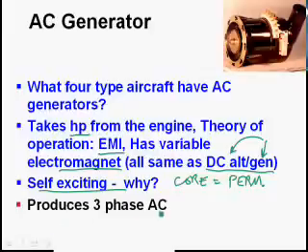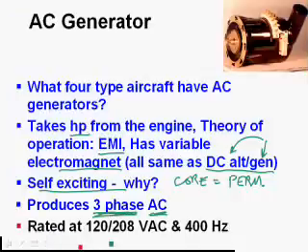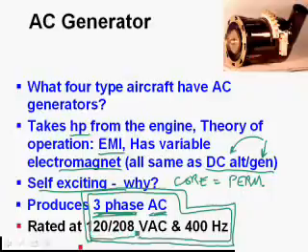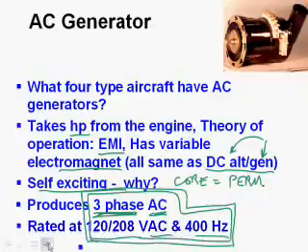Of course, it produces alternating current, and it produces 3 different phases of it, essentially 3 different alternating currents. And the voltage is a lot higher than DC generators and alternators. They're rated at 120/208 volts, and this is typically what you would look at if you looked at the data plate on a 3-phase AC generator. They pretty much are always going to say 3-phase AC, 120 volts/208 volts, alternating current, and 400 hertz, because that's what it's going to put out.